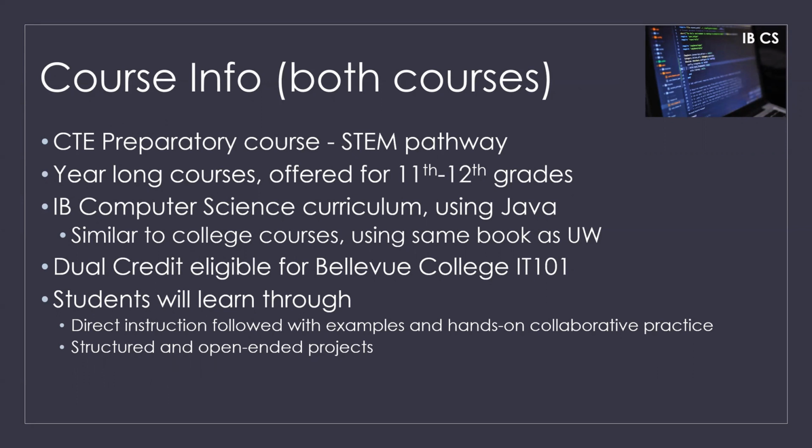We use the IB Computer Science curriculum. It is defined by the International Baccalaureate Organization. They define the curriculum, however, we define the content of it, and we use Java as the programming language for it. And it is very similar to college courses, and we actually use the same book as the University of Washington uses. It is a dual credit course, eligible for credit for the IT 101 class at Bellevue College.